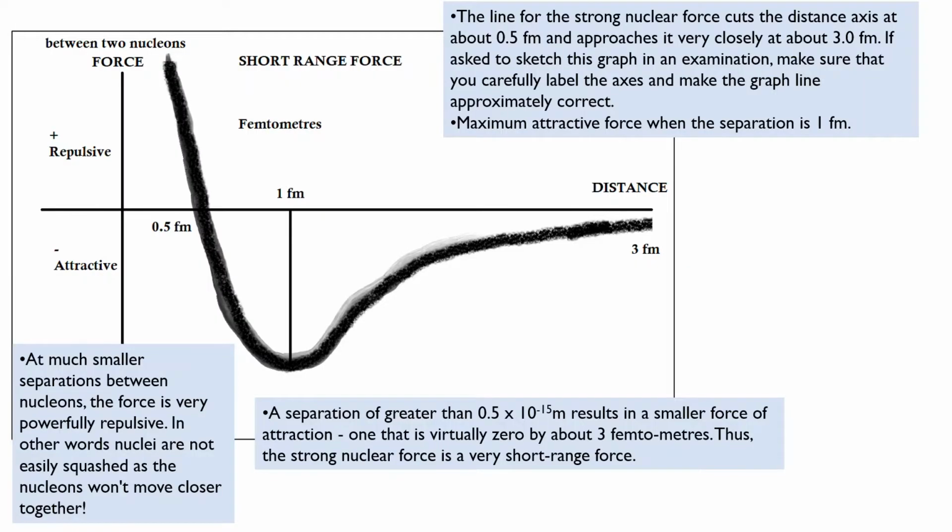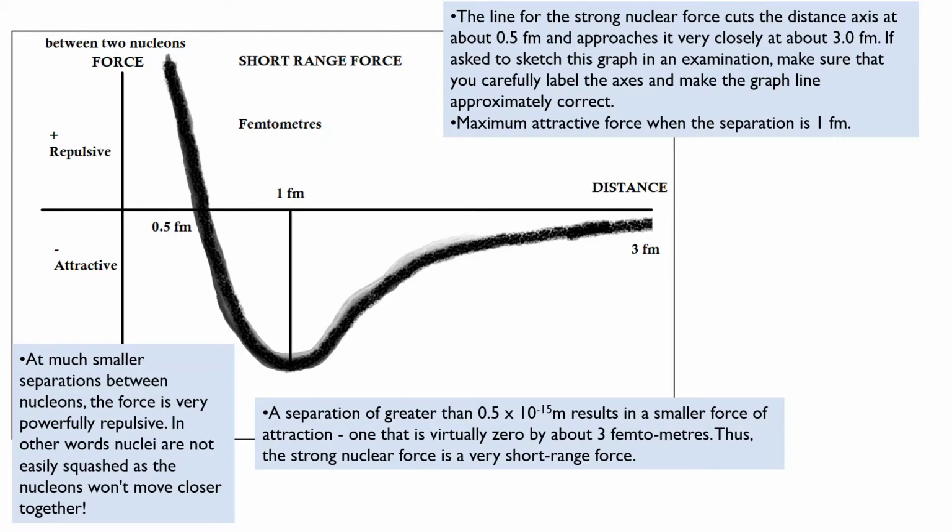Right, so this is the graph of the force between two nucleons. If you look at the graph, if the separation is less than 0.5 femtometers, the force between them is very repulsive. Because if we assume that positive and positive is repulsive using Coulomb's law, if you multiply two positive charges together, you get positive, and they are repulsive. If you have a positive and a negative, because opposites attract, you have an attractive force. So in the positive region, it is repulsive. In other words, nuclei are not easily squashed as the nucleons cannot move closer together.